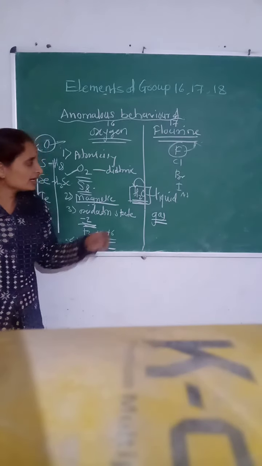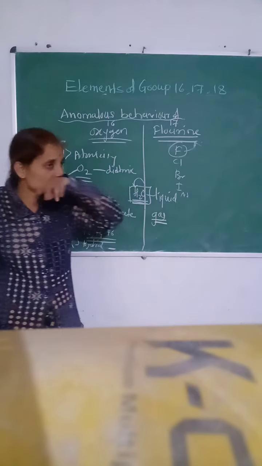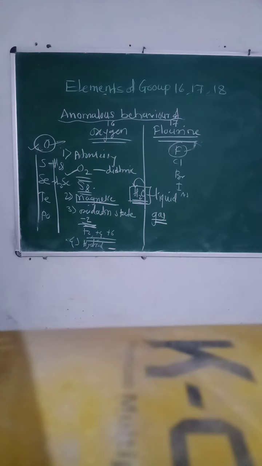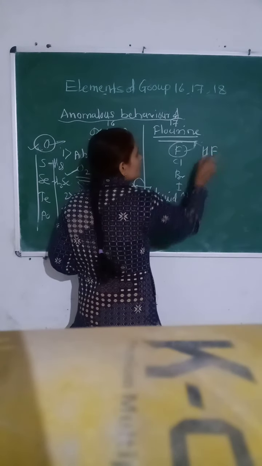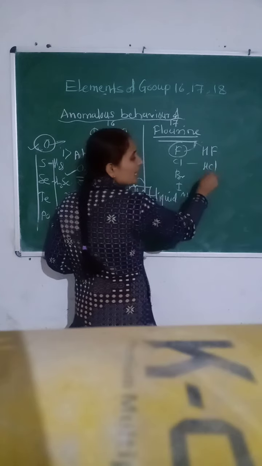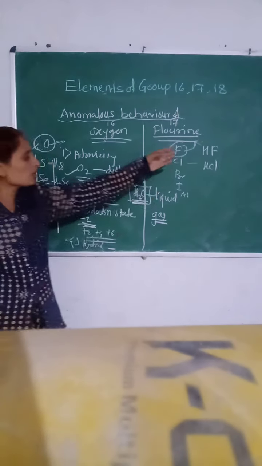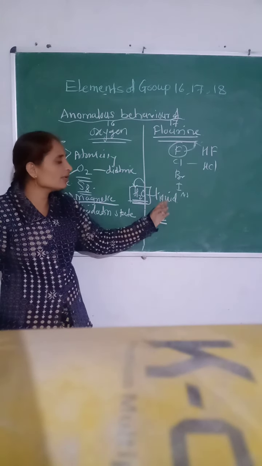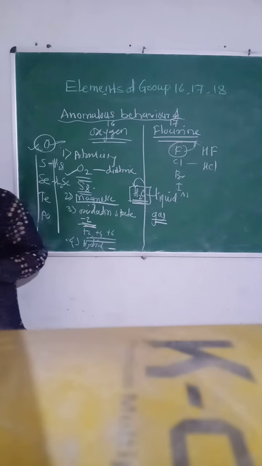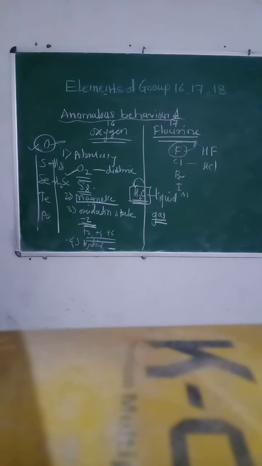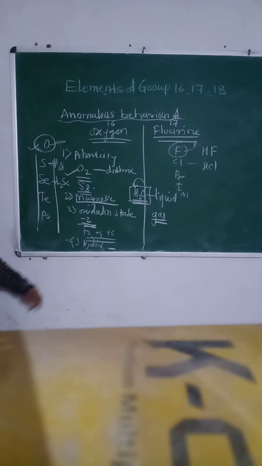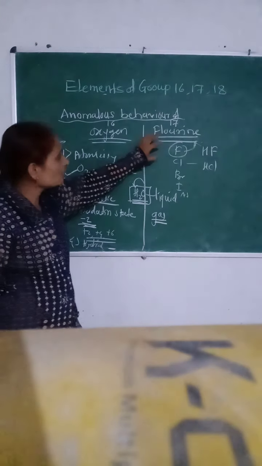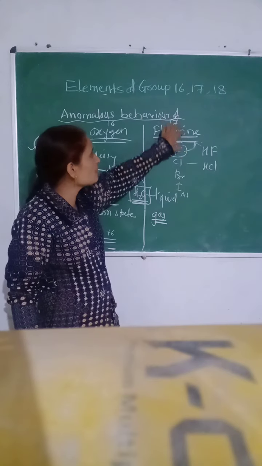Then there are hydrides also. HF hydride is in the liquid phase. HF is liquid. Then HCl and the others are gases. Means that will be totally different. Also the magnetic property. The ionic and covalent bonding in fluorine is different from the other elements. These are the different properties observed in the first element of group number 17.